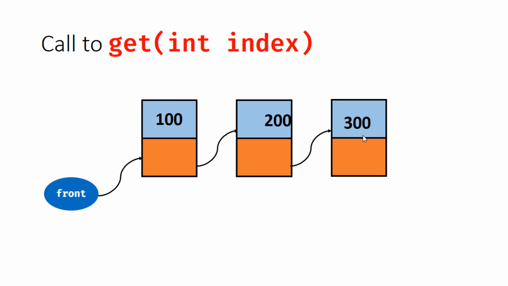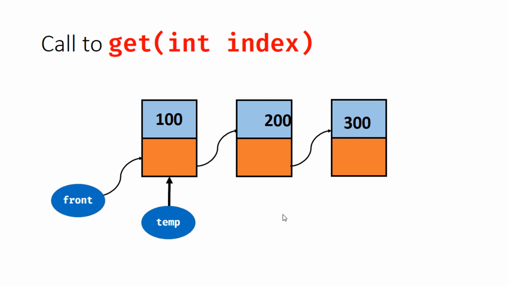So here we have a list. It contains three values, 100, 200, and 300. The front is currently pointing to the first node in the list. And now what we want to do, we will have to create a temporary pointer, and we will make it point to the front node of the list. And this function get will get an index and return the value at that index. But the interesting part is that we don't have an array in our implementation of the linked list, but we can create our own logic to do so. So let's see how it works.